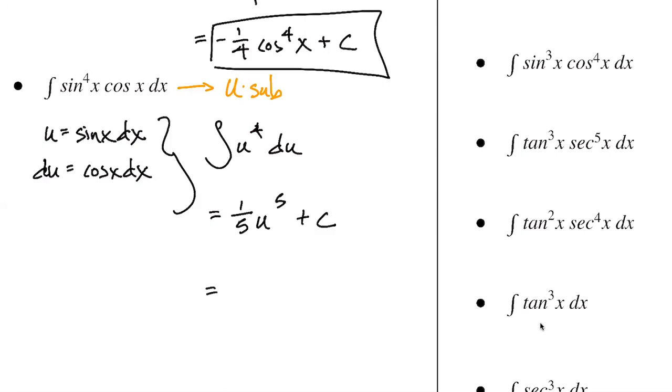And as tempting as it is to put a box around that as the final answer, our initial question was asked with x's, so our final answer needs to be answered with x's. And so we'll end up with sine to the 5th x over 5 plus c.